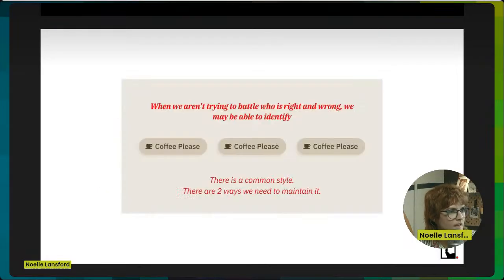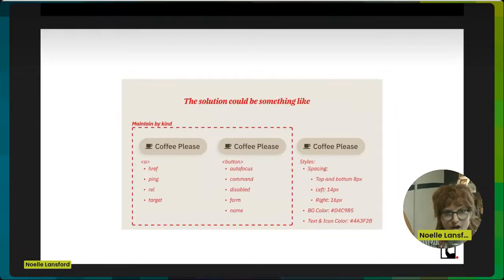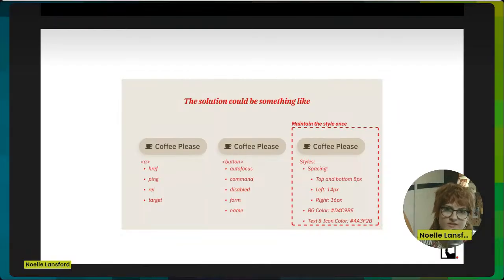But if we aren't trying to battle against who's right and who's wrong, we may come to the conclusion when we work together that we can agree that there's a common style, and there are at least two ways that we need to maintain it. So if we do it that way, what we might find is that we can maintain by kind. So we have two different tags that have two different attributes. We're going to need to maintain those differently. However, we can have one singular style that's shared across those differently maintained elements.